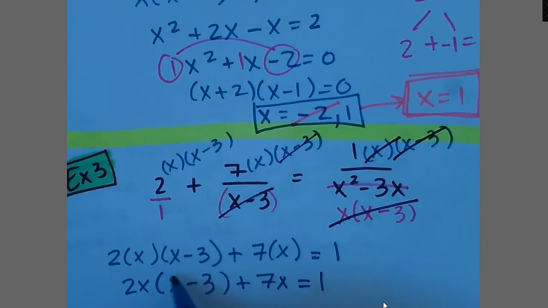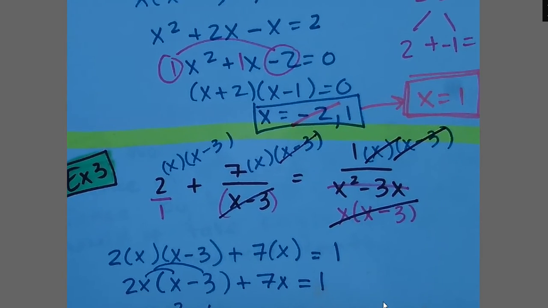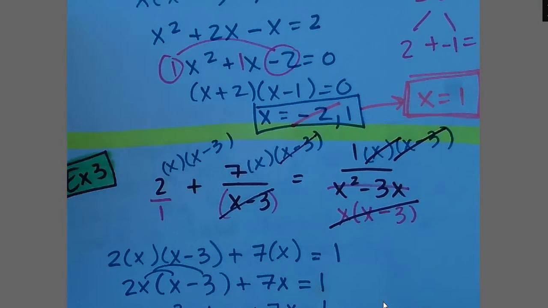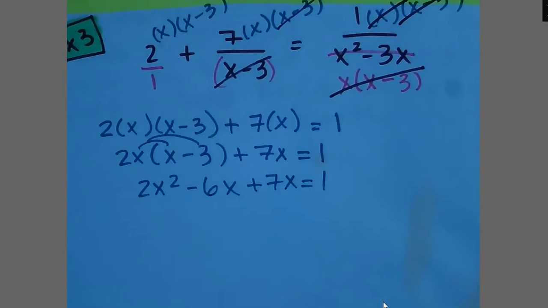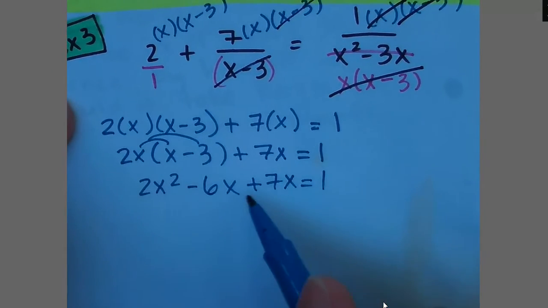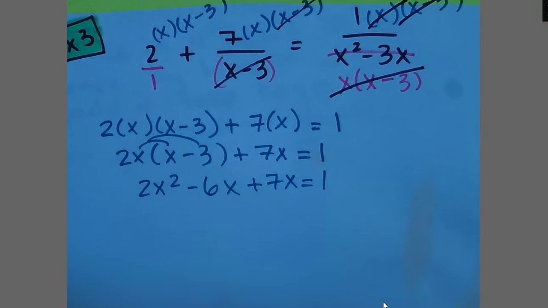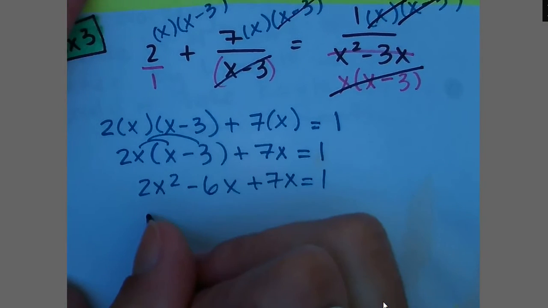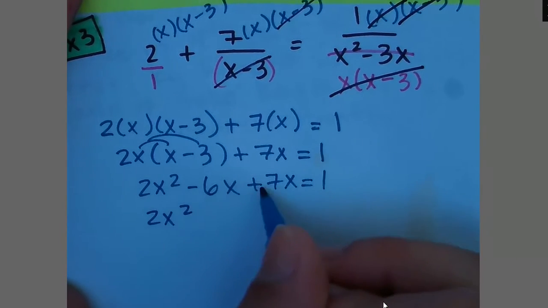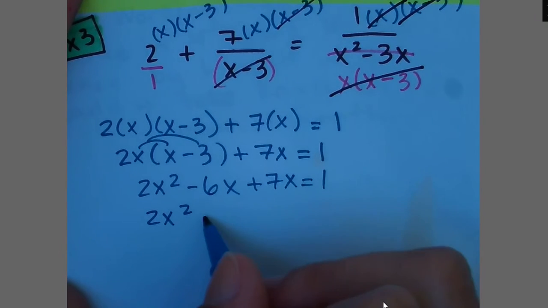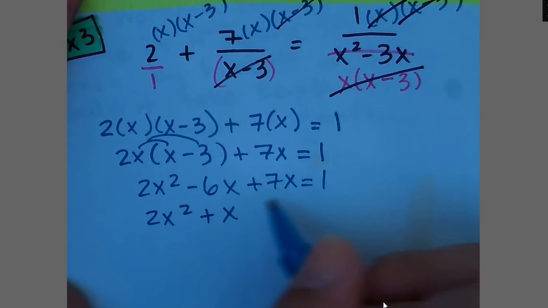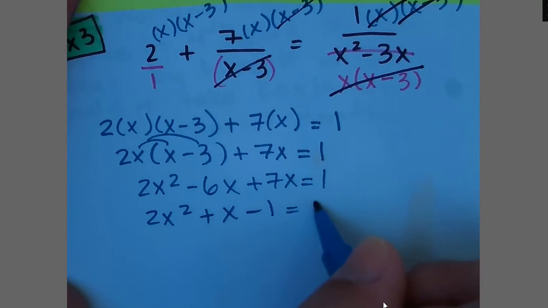And now I'm going to distribute: 2x squared minus 6x plus 7x equals 1. Oh, you guys can't see anything. Alright, and now I'm going to combine my like terms, and unfortunately I'm going to have to bring that 1 over because I'm going to have to factor. So this is going to be 2x squared, negative 6x plus 7x is positive 1x, and then minus 1 equals 0.